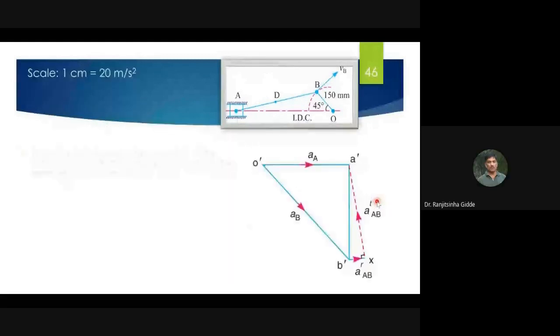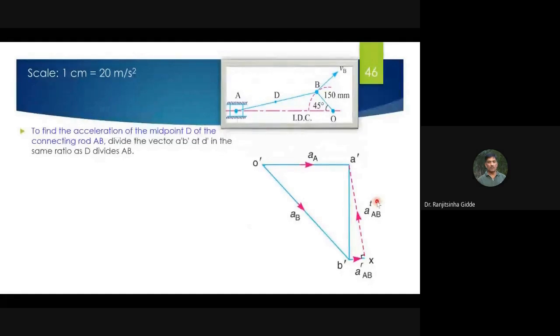Okay. Next, you can write, to find the acceleration of the midpoint D of the connecting rod AB, divide the vector A dash B dash at D dash in the same ratio as D divides AB.